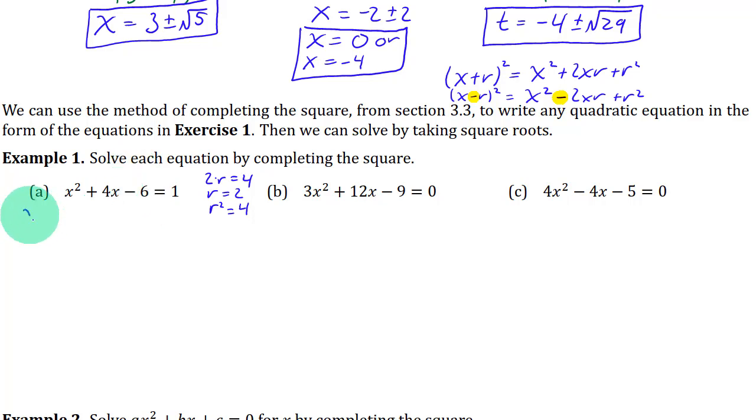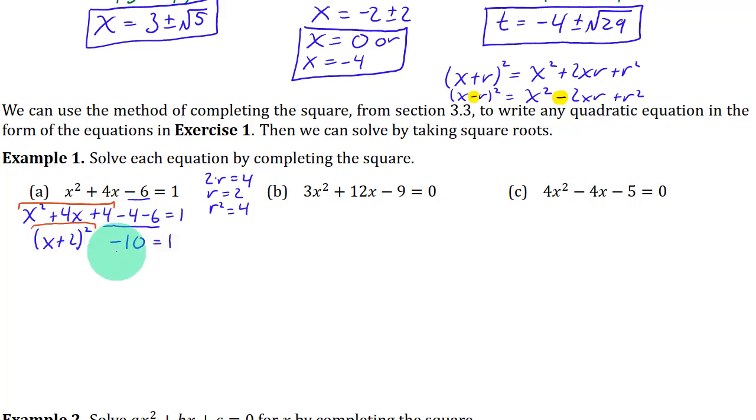So I'm going to write this as x squared plus 4x plus 4 minus 4, and then that minus 6 equals 0. So again, 4 minus 4 minus 6 is the same as just negative 6, because 4 minus 4 is 0. Now this part here, we can factor. That is a perfect square trinomial, so we can factor that into x plus 2 quantity squared. And then the negative 4 minus 6 is just negative 10.